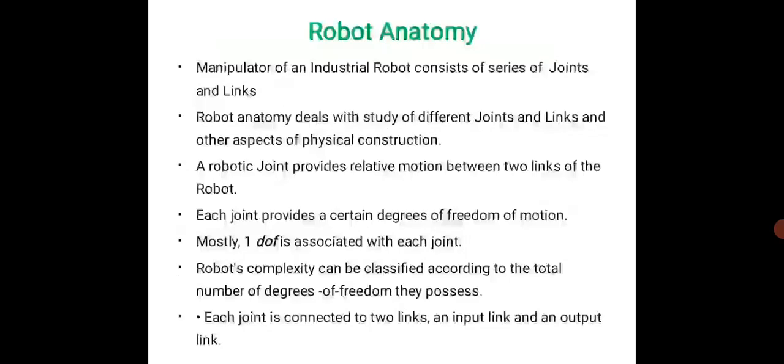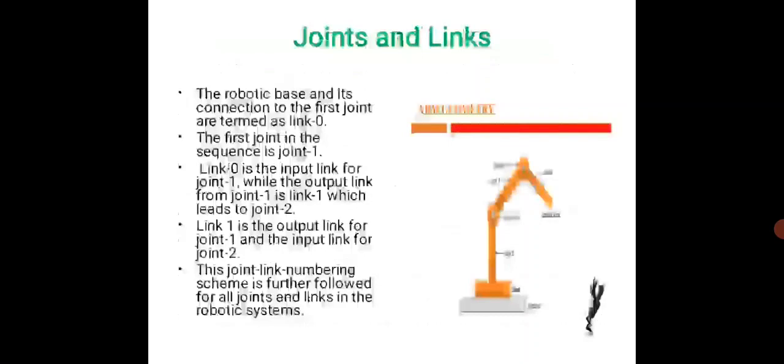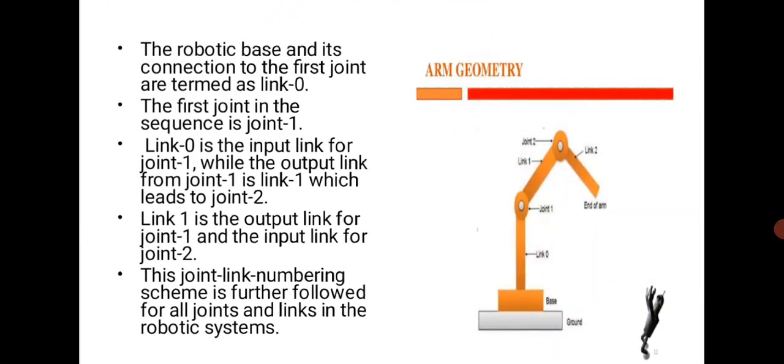Each joint will be connected to two links. One will be an input link and the other will be an output link. From this figure you can see there is a robotic base here, connected to the first joint, which is termed link 0. Then the first joint in the sequence you call joint 1. Link 0 is the input link for joint 1, while the output link from joint 1 is link 1, which leads to joint 2. This joint and link numbering scheme is followed for all joints and links in the robotic system. So links and joints are the very important components of the robot.